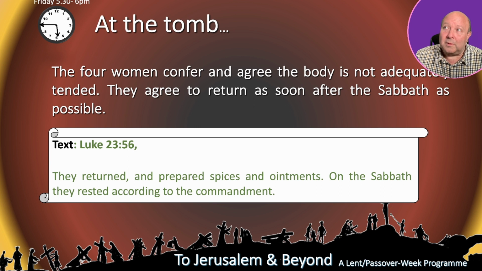And that's not a problem for Joanna and Susanna, because they're going back to the Hasmonean palace and they will have spices and ointments there. The other women, Mary Magdalene, Mary the mother of Clopas, and even Mary, Jesus' mother, and others, won't have access to spices just like that. They will have to wait for the markets to reopen. And of course it's Sabbath now, so they're not going to be open. On the Sabbath they all have to rest according to the commandment.